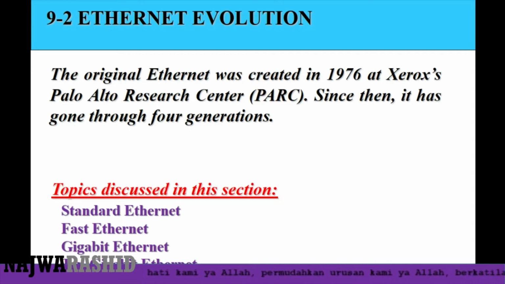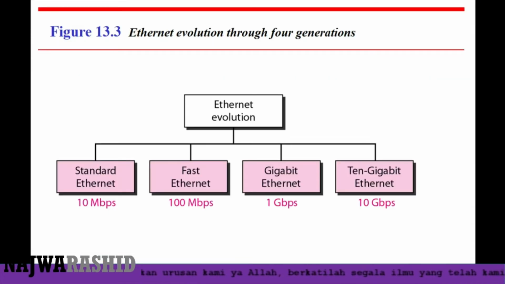The difference between those Ethernets is the speed of the data rate, the bit rate. Standard Ethernet, or traditional Ethernet, is 10 megabits per second. Fast Ethernet is 100 megabits per second. Gigabit Ethernet is 1 gigabit per second, and 10 gigabit Ethernet is 10 gigabits per second. So time by time, the speed is increasing.